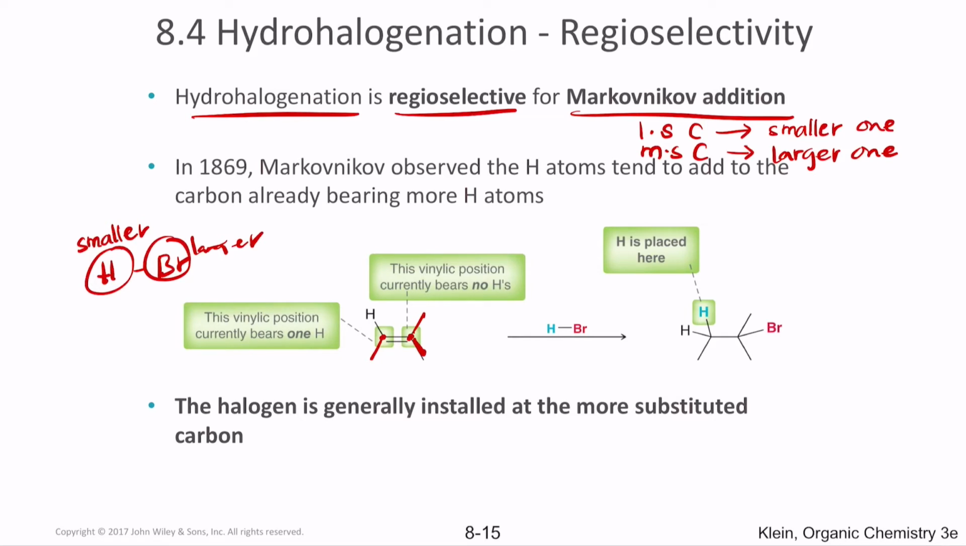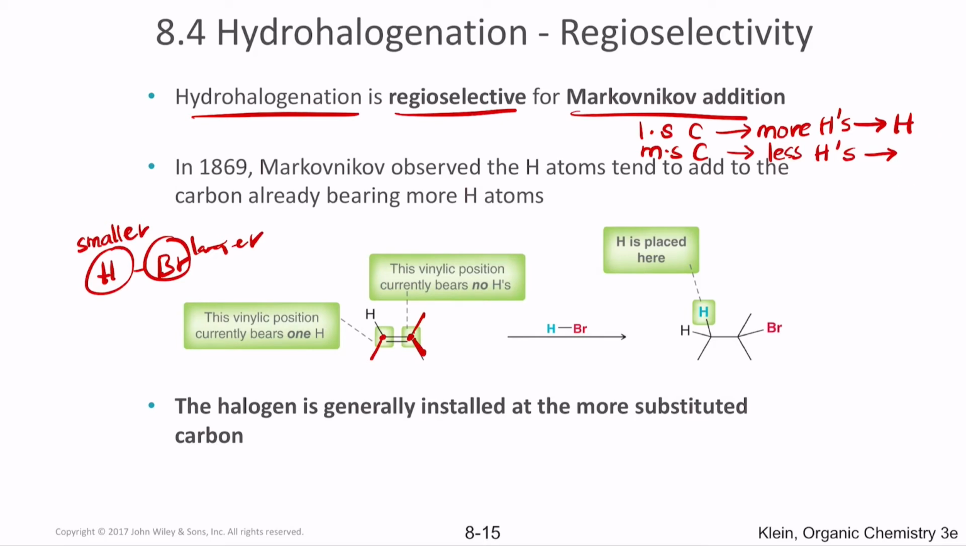So the simpler way of putting this is that in a Markovnikov reaction, the less substituted carbon is the one with more hydrogens. The more substituted carbon is the one with less hydrogens. So hydrogen will always go towards the side that has more hydrogens. The one that has less hydrogens will be the side bromine will go towards.